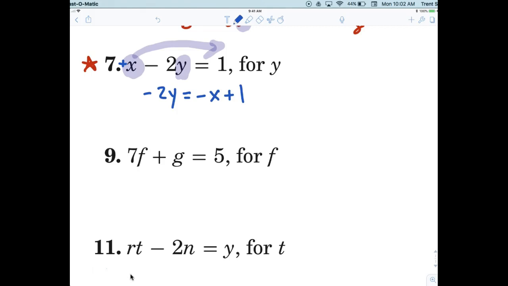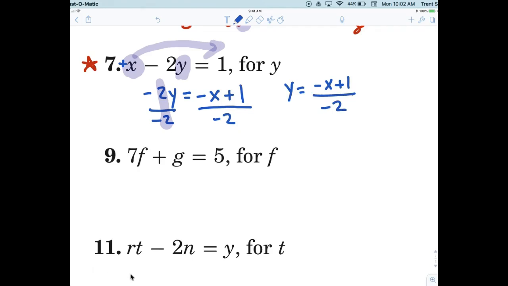Yes. Divide by negative 2. All right. Now watch. When I divide by -2, that does what? Now listen to me. I need you to be careful. This whole quantity has to be divided by -2. So y is equal to negative x plus 1 divided by -2. Is everybody okay with that?